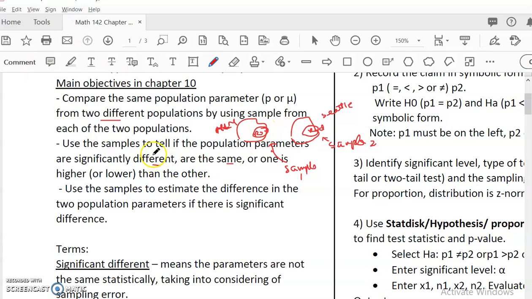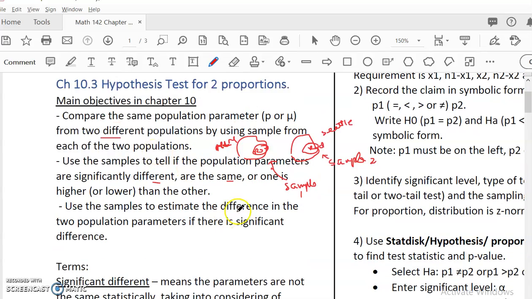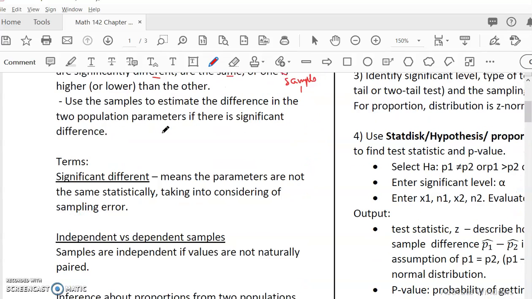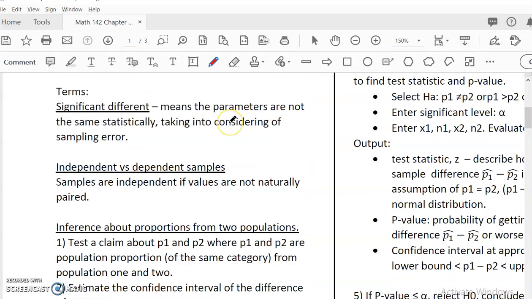So these are the objectives in chapter 10, and we are talking about 10.3, which is proportions. We'll get back to 10.1 and probably not do 10.2 because it's not really useful in daily life, and 10.4 after this lecture. So there are some terms that we want to introduce before we go into the detail.